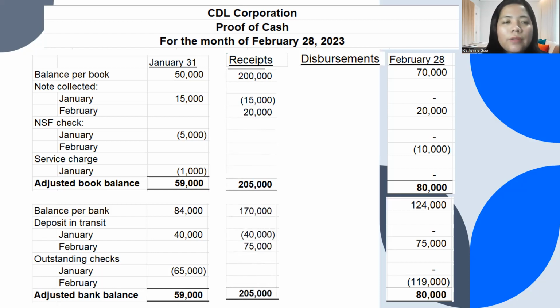So we also have the bank balance, the adjusted bank balance. The deposit in transit, this item should be under the receipts column. And what did you notice? They have the same balance of 205,000. How about the next one? So let's check the next one.